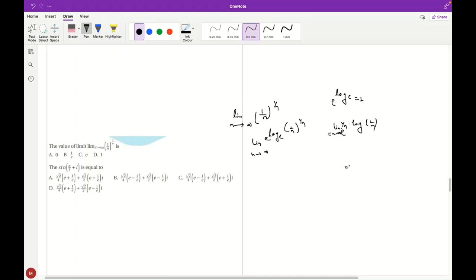So this will become e to the power limit n tending to infinity of ln(1 by n) upon n, which is infinity by infinity form. So we can apply L'Hopital rule. After applying L'Hopital rule, we get limit n tending to infinity of (1 over n) upon 1, which is equal to e to the power 0, which is equal to 1. So the limit of this is equal to 1. So D option is correct.